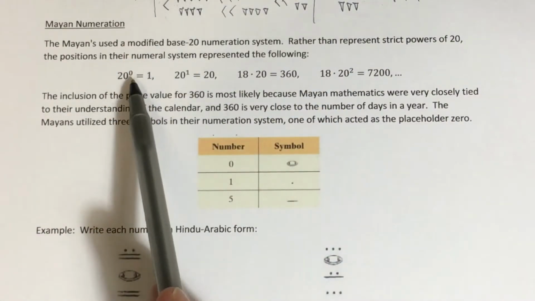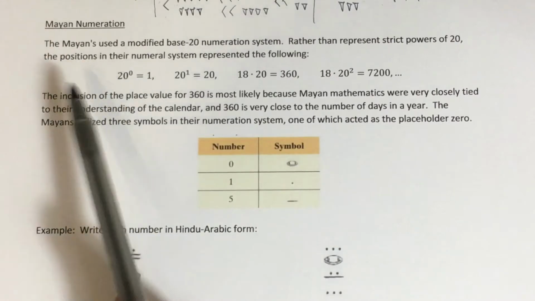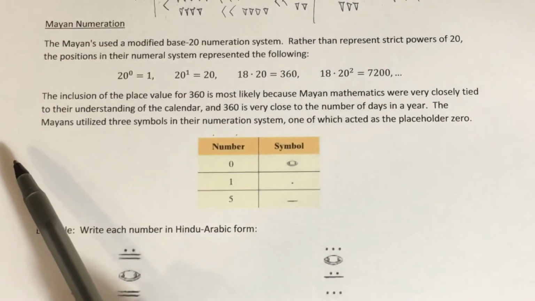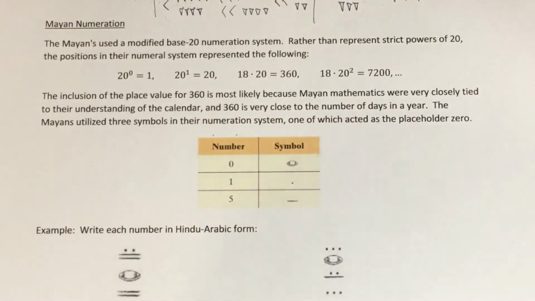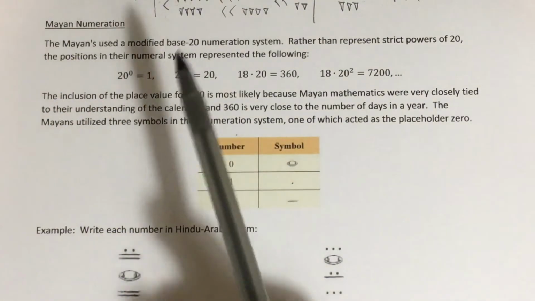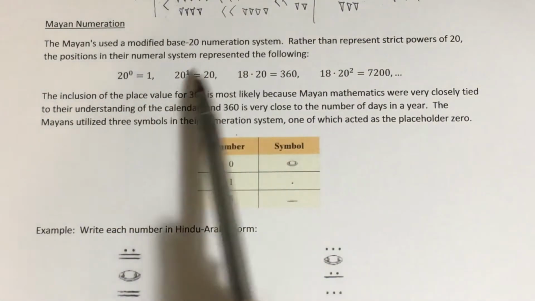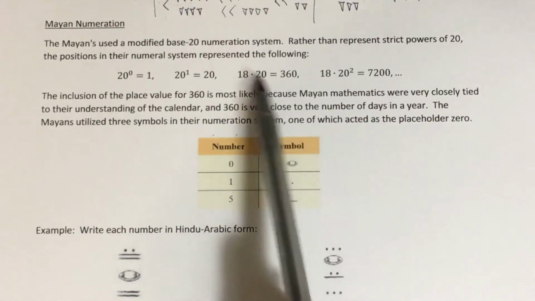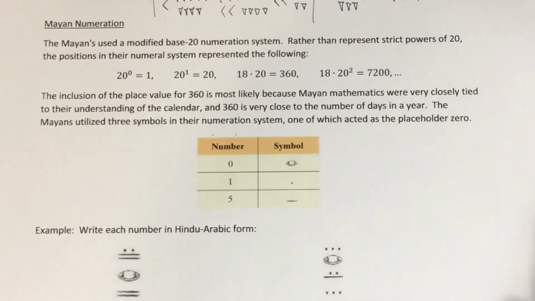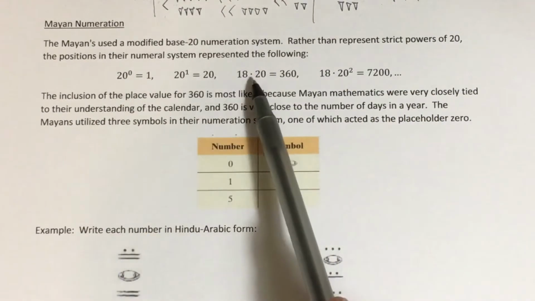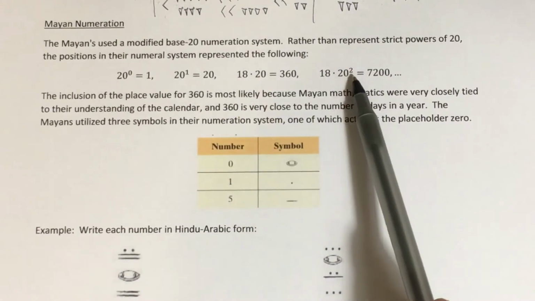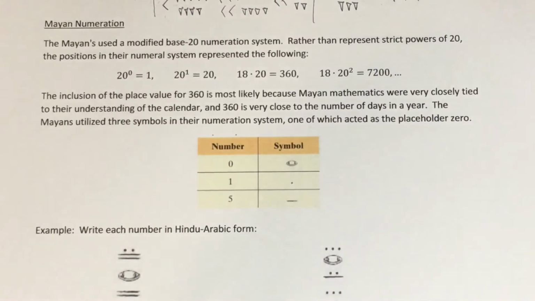If it's base 20, then the ones place is being thought of as 20 to the power of 0. Then you have a 20s place, because that's 20 to the power of 1. You would expect the next place value to be 20 squared, which would be 400, but it's actually not. Instead of multiplying the previous place value by another 20, they multiply it by 18, giving you 360. And then after that, they multiply by 20 for each new place value. So they throw this seemingly random 18 in there, and then say, let's pick up where we left off before and keep multiplying by 20 for each new place value.